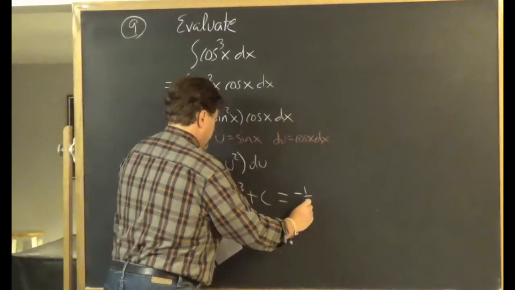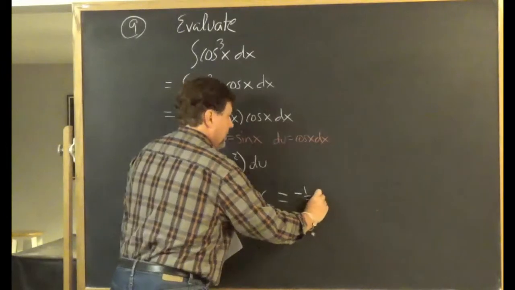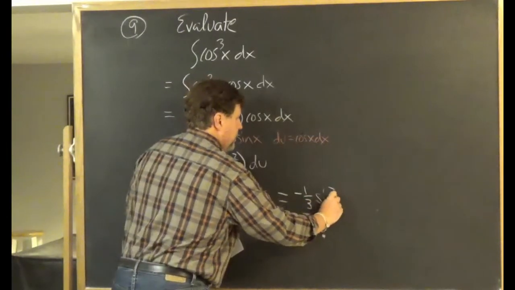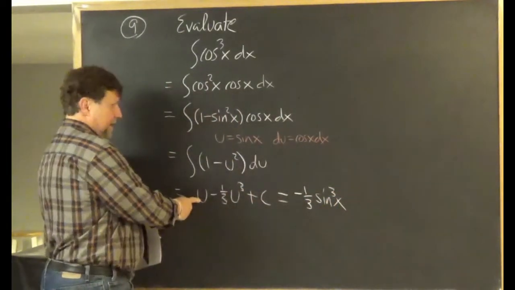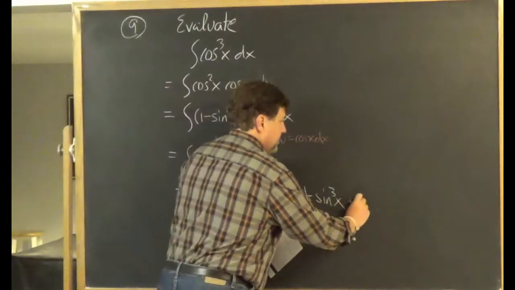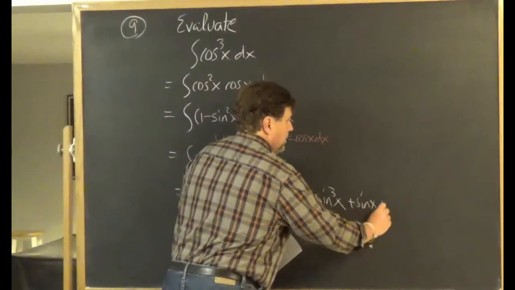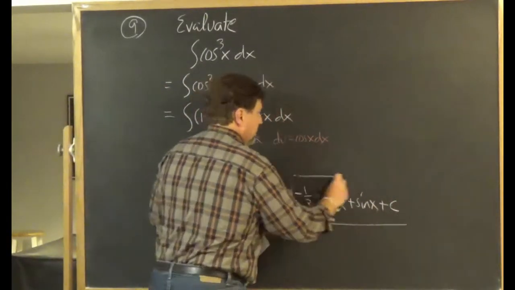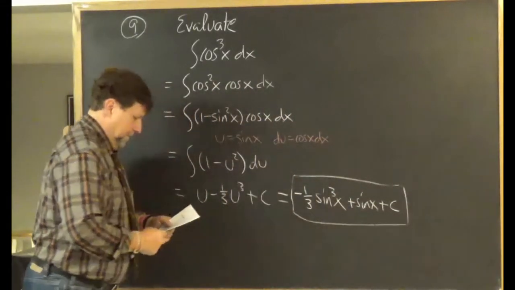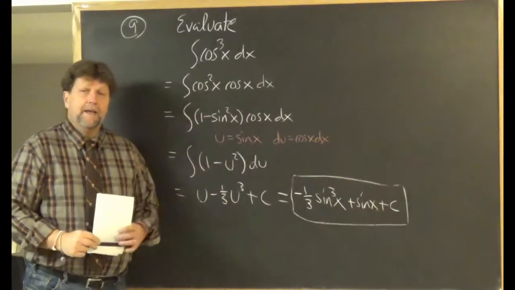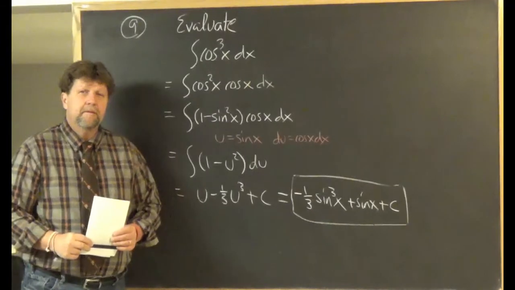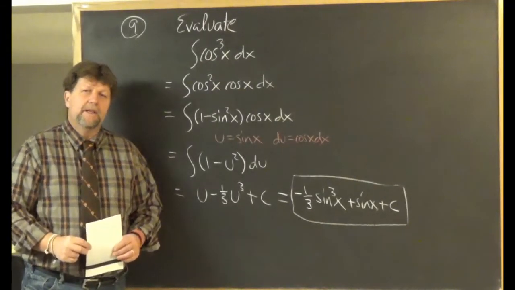I get a negative 1/3 sine cubed x plus sine x plus C. So hopefully you got that for number 9. Let's head back to the slides and see what is next.